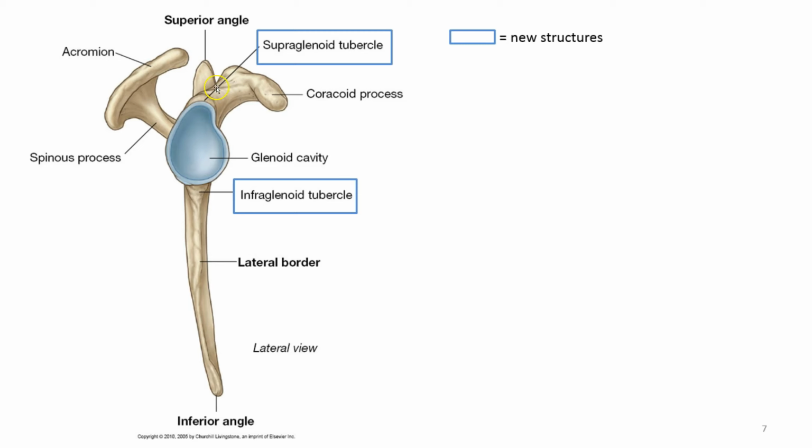So here we can see that supraglenoid tubercle. It's a bit of a lip over the glenoid cavity. Onto this supraglenoid tubercle attaches the long head of the biceps brachii. And onto the infraglenoid tubercle we have the attachment for the long head of the triceps.